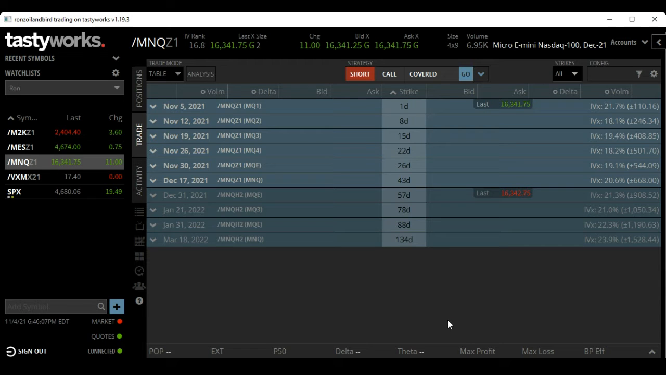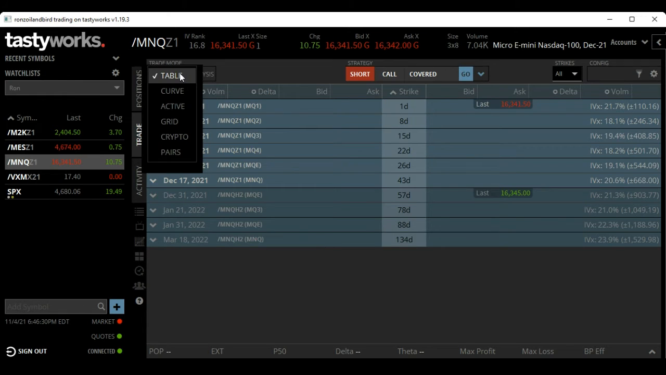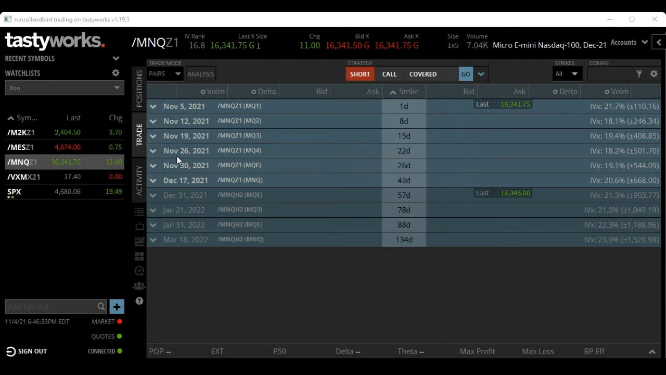Well, good evening, traders. What I want to share with you here today is how to trade futures pairs on the Tastyworks platform. As you can see right here, I have the Micro NASDAQ up, MNQZ. And when you want to trade, you go to this trade mode right here, and you go down and you pick pairs. And that will bring this pairs trader up where you can enter both orders simultaneously.